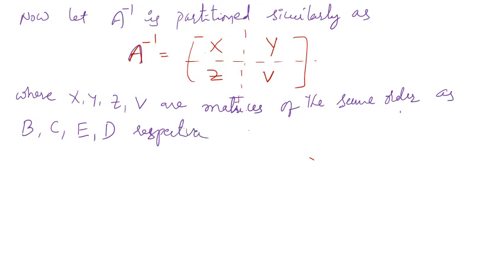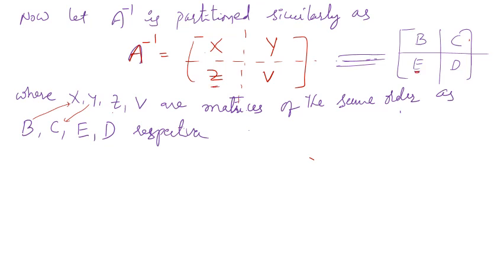I am just giving a hint here, to remember how we decide the partition of A: B, C, D, E. The order of X is the order of B, the order of Y is that of C, and the order of Z is that of E, and in place of V, that is D, respectively.